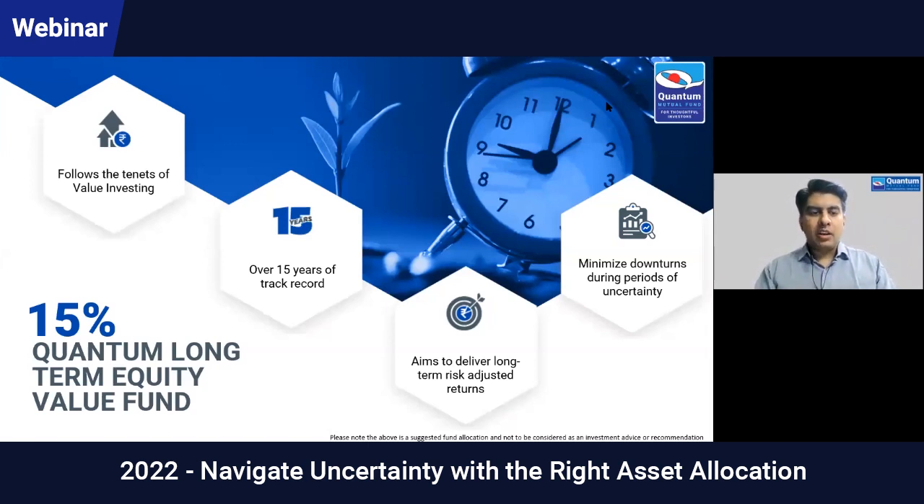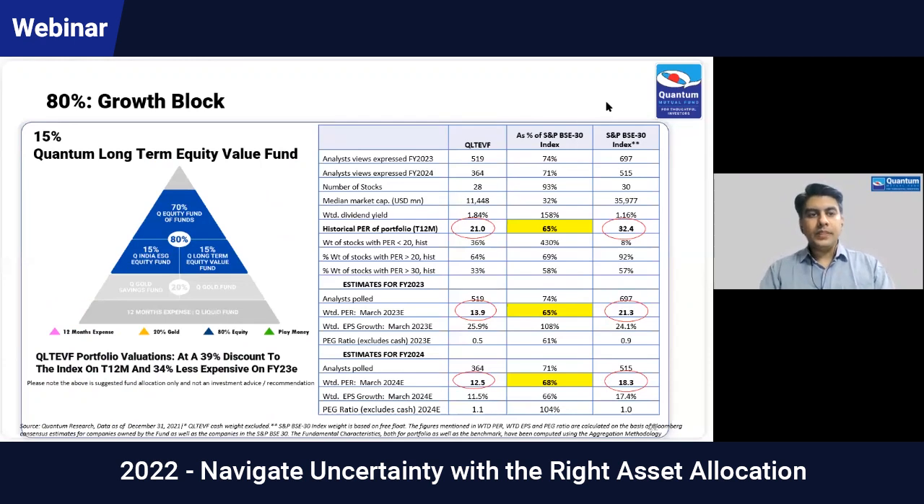So 15% can be in this value strategy, a value style of investing, which has been true to label, not only now, not only after SEBI classification, but right since its inception in 2006, it has followed and managed within the value style of investing. So if you look at, is it true to label? Even today, it is true to label.